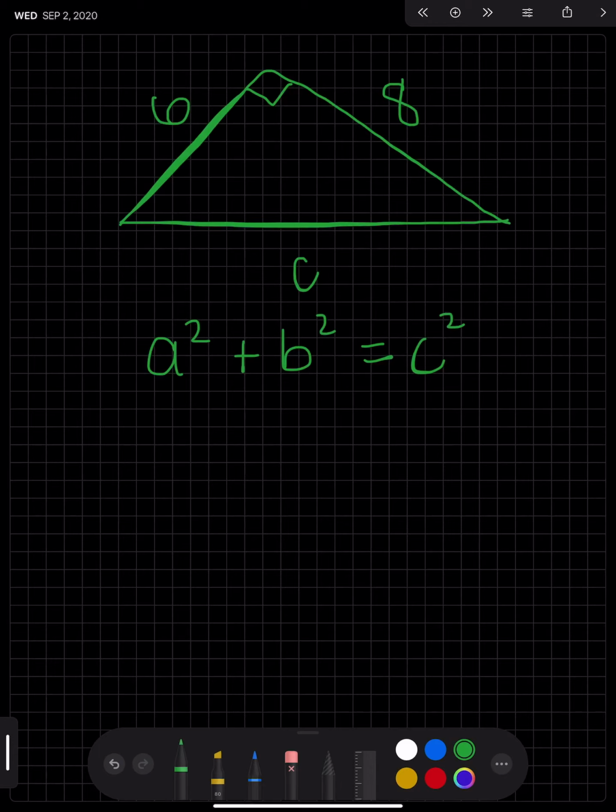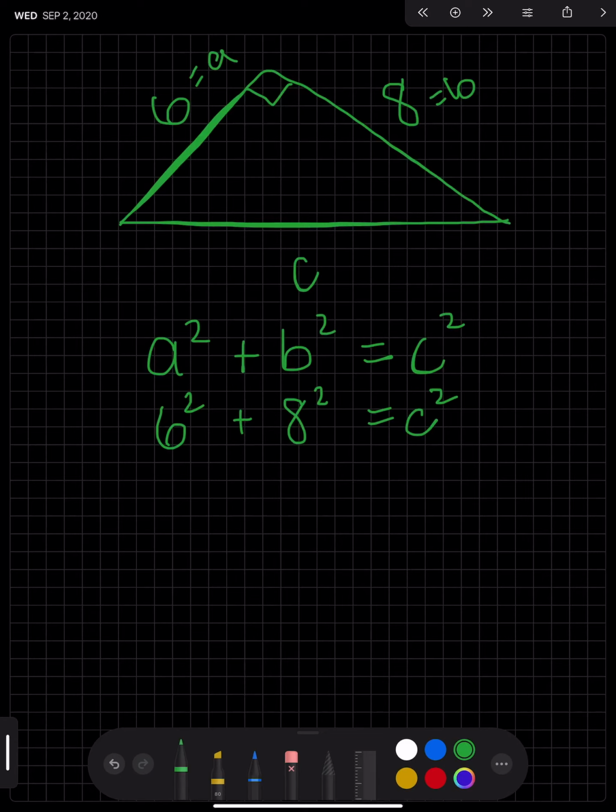All right, so again, the smaller leg is typically A, so 6 is A, and the longer leg is B. If you switch those around, that's totally fine. It won't hurt anything. So what we're going to do is plug in 6 and 8, where A and B are. So we're going to plug in 6 for A, 8 for B, and all of that equals C squared.